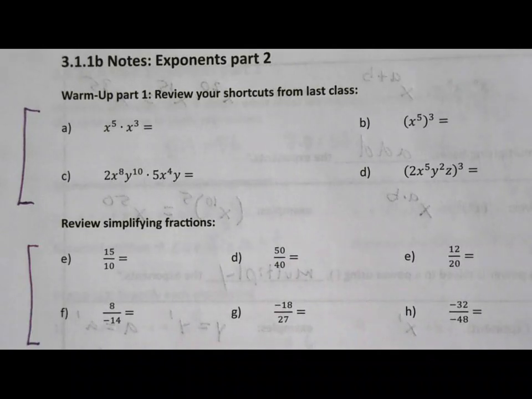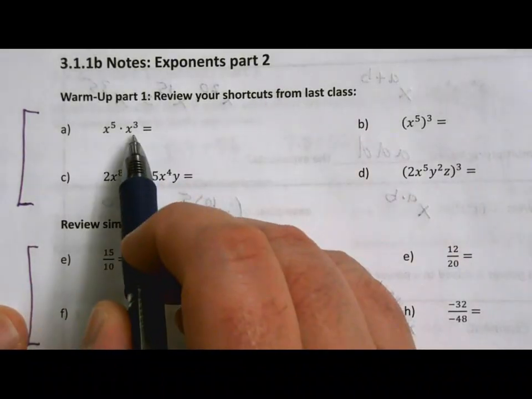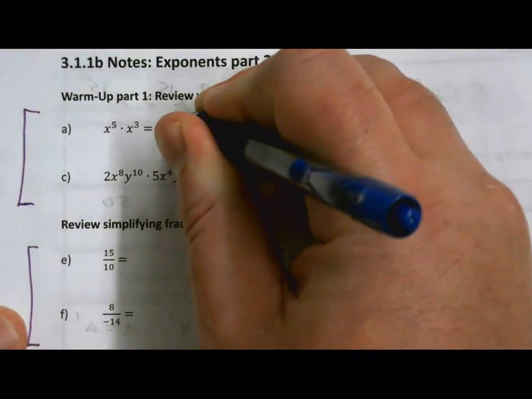I'm going to run through these. Please check your answers. Ask questions if we need to. This would be a situation where we're adding exponents. I got 5 x's and then another 3 x's altogether. That's 8 x's being multiplied together.